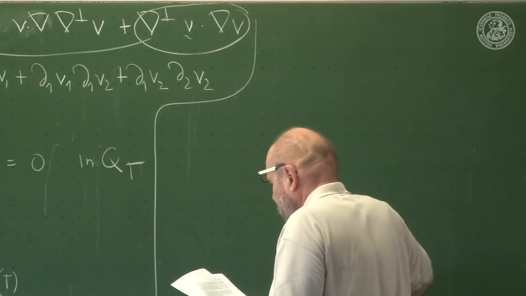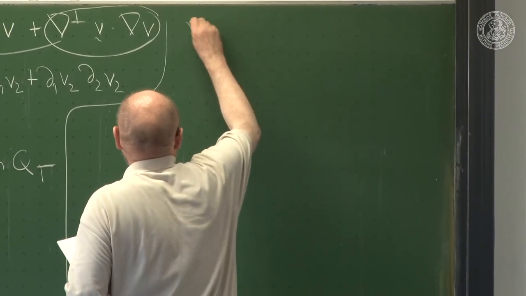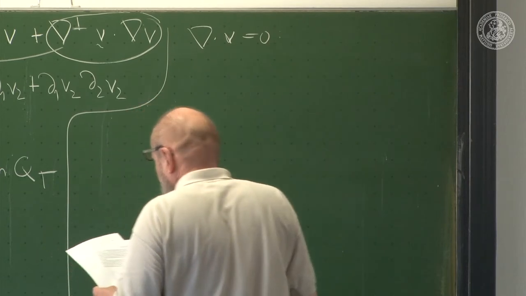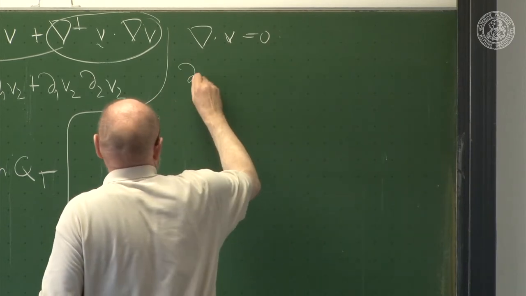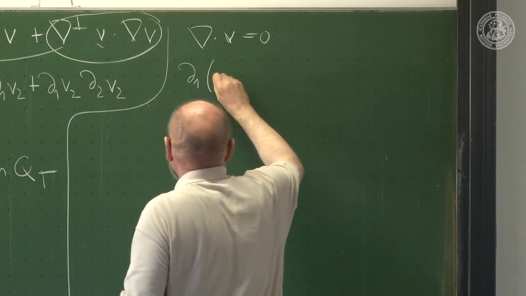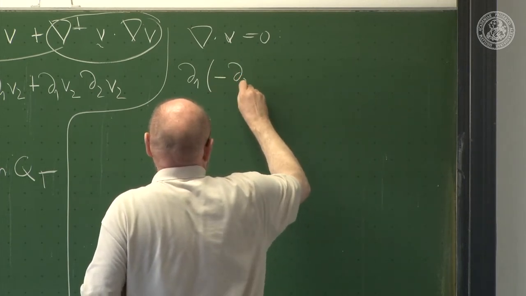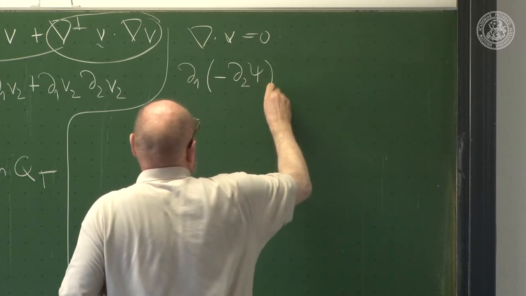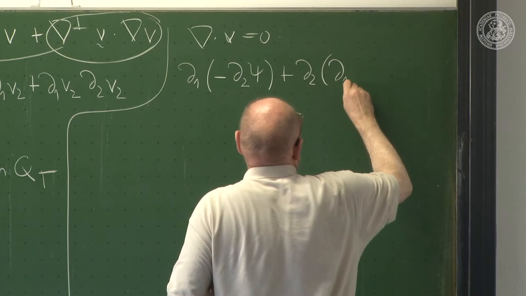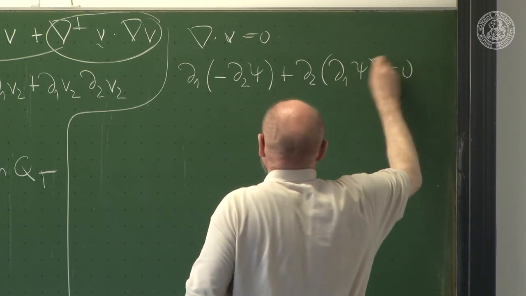So first, the V defined in this form is divergence free. Why? This is okay, it's just plugging it in. So we look at the divergence of this twisted gradient, and then you see obviously this thing vanishes.